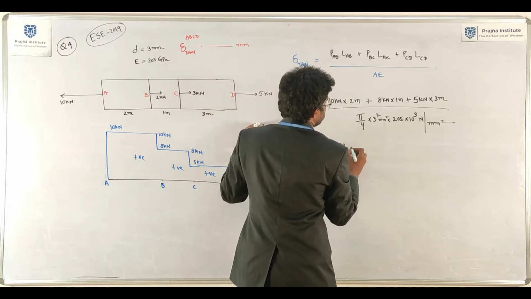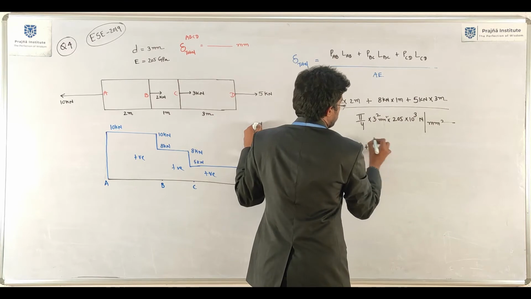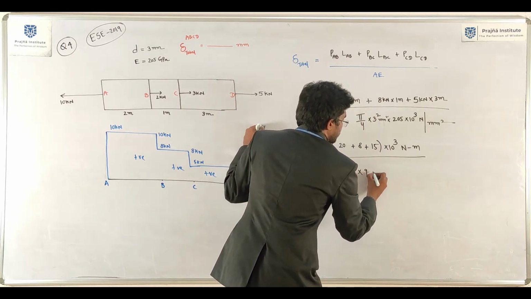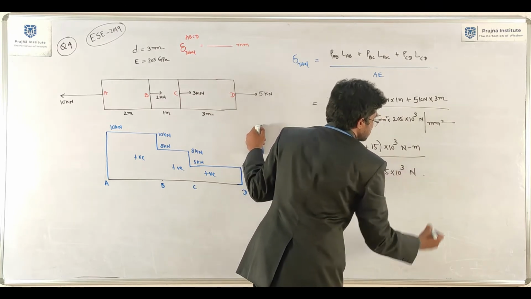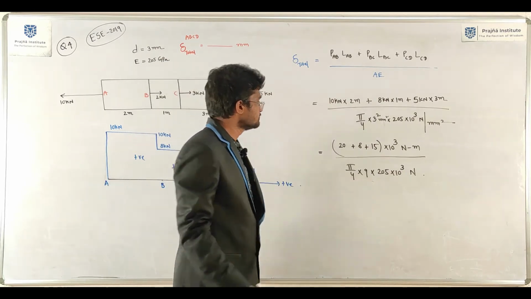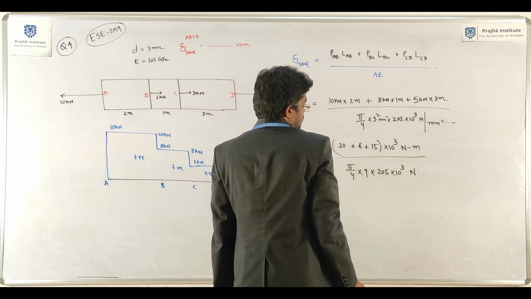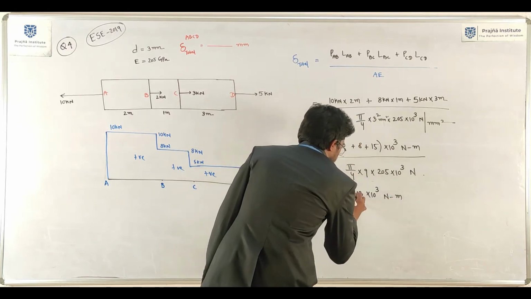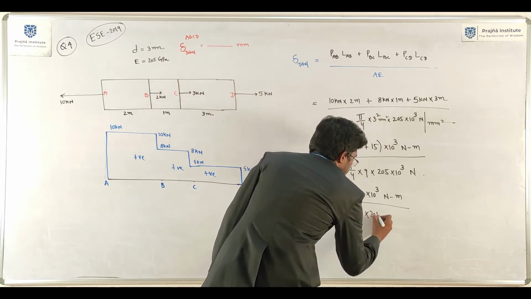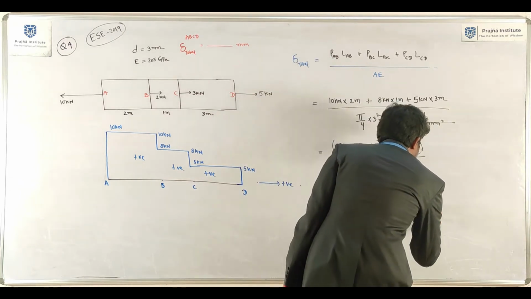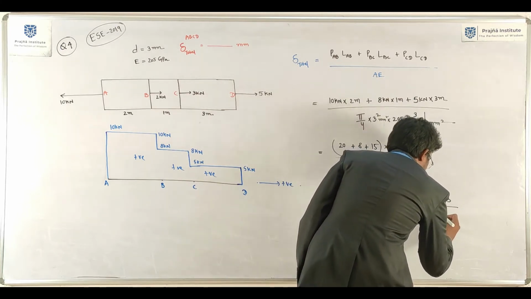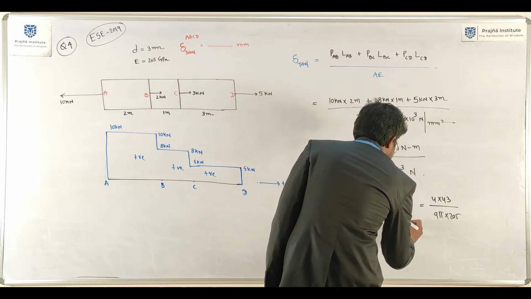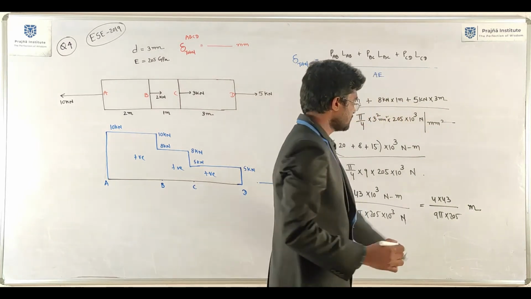Okay, this is how much? 20 kilonewton meter, 8 plus 15 into 10 cube Newton meter by pi by 4 into 9 into 205 into 10 cube. It is in terms of Newton. Finally, what is the answer? Tell me. 15 plus 8 is 23. Take it, 23. 43 into 10 cube Newton meter into 4 by 9 pi into 205 into 10 cube. So here what you will get, 4 into 43 by 9 pi into 205. Newton meter, so it is in terms of Newton; finally in terms of meter you will get it.